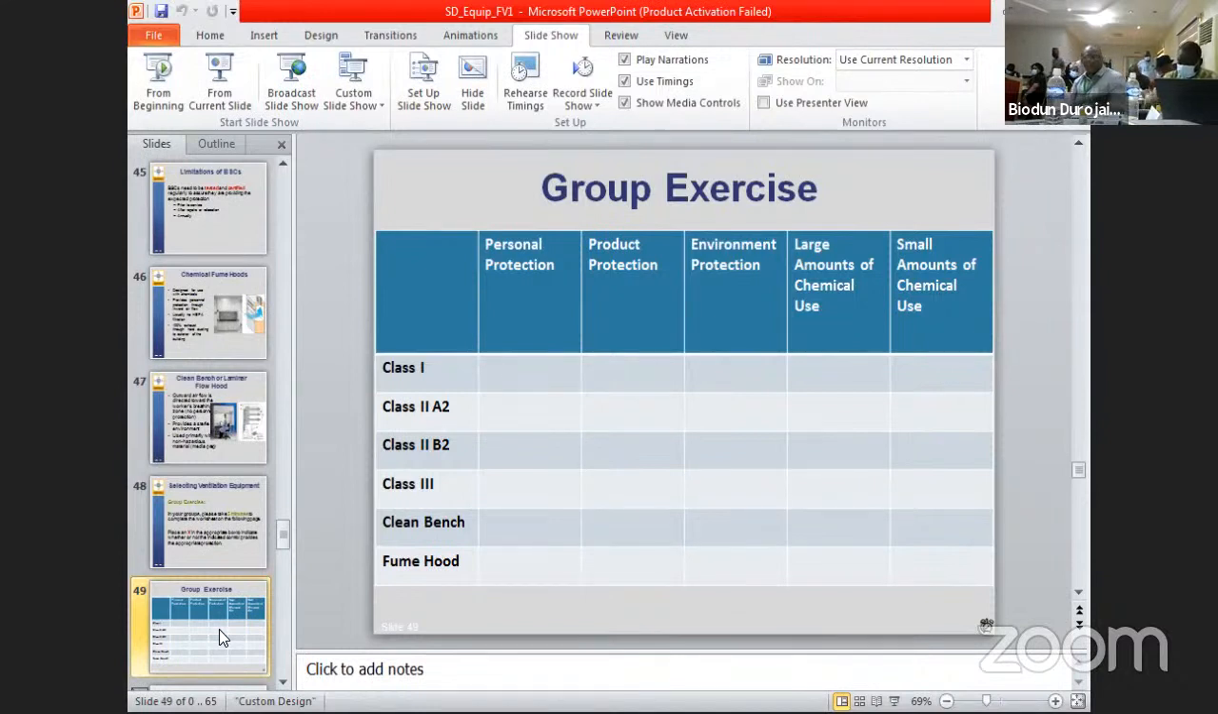So, product protection, we have gone through this. Class 1, does it do product protection? We all agree. Class 2 A2, yes. 2 B2, yes. Class 3, yes. Clean bench, yes. Fume hood, no. Let's see whether it's yes or no. The fume hood is usually designed for use with chemicals. It provides personal protection, but usually doesn't do product protection.